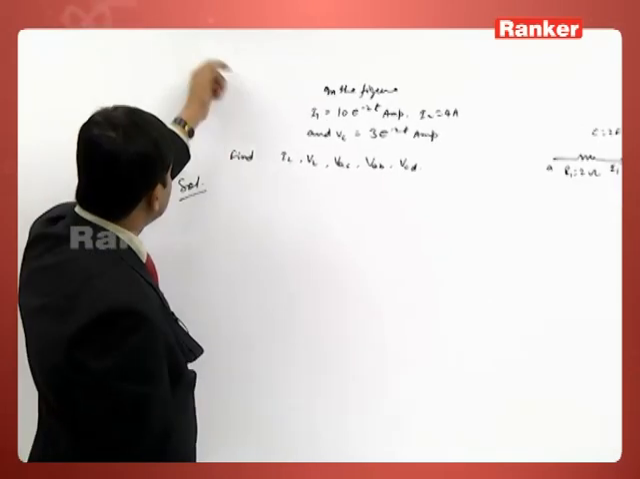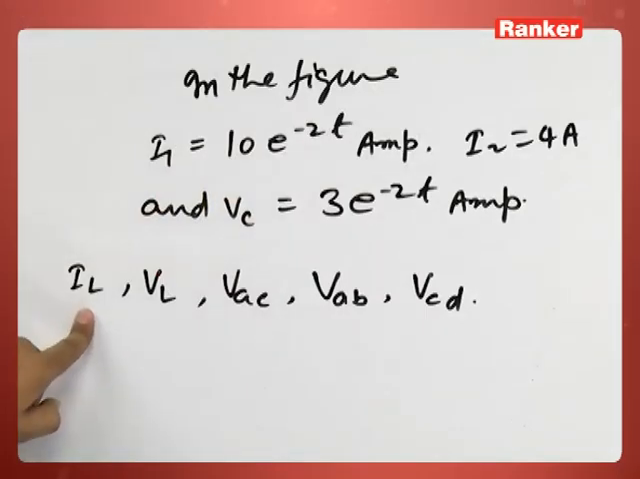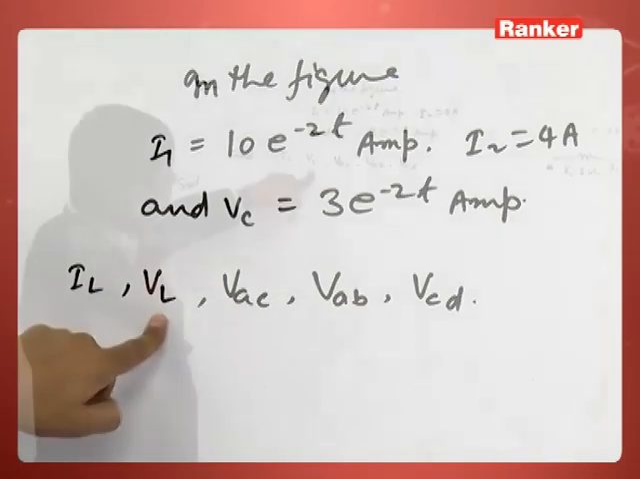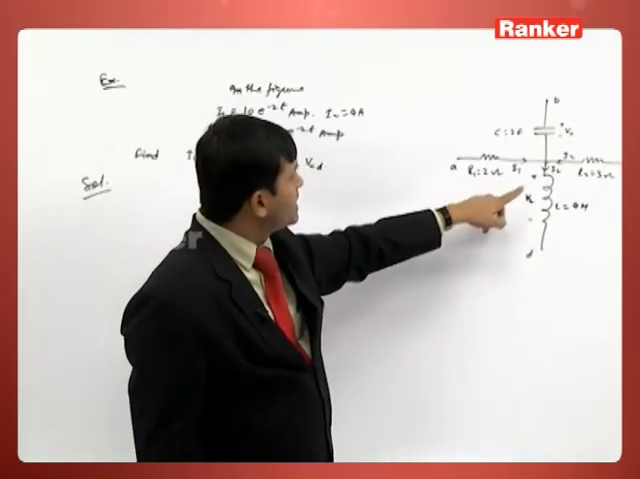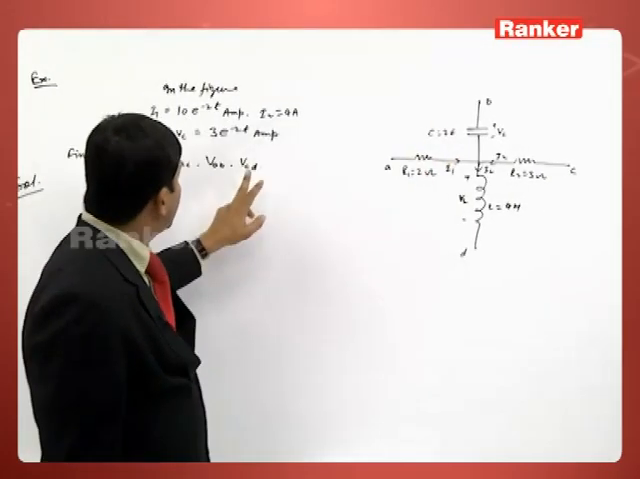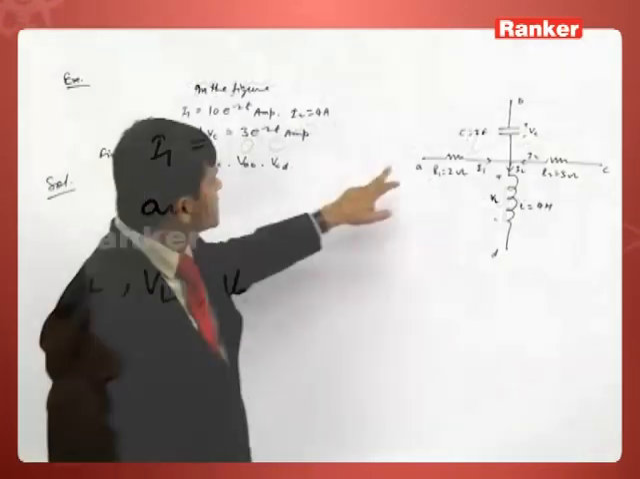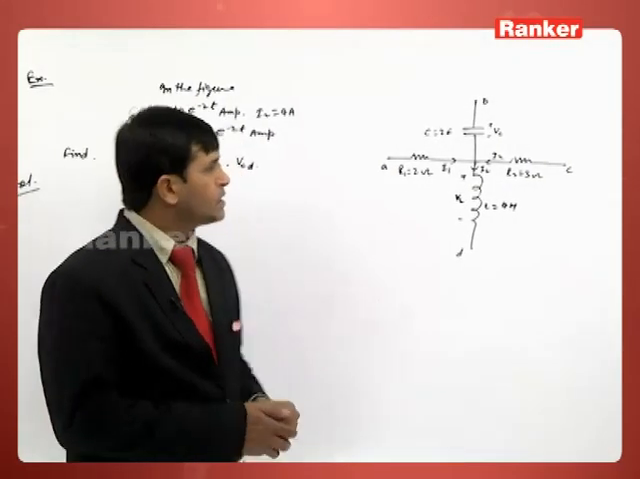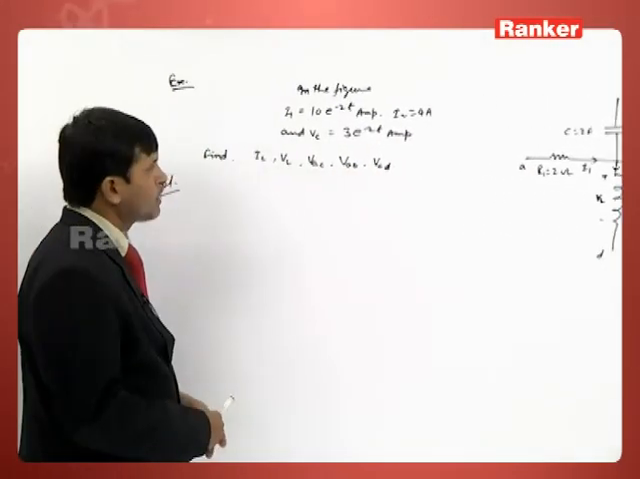Now we have to calculate the value of IL, the current across the inductor, the potential across the inductor, the potential difference between A and C, between A and B, as well as between C and D. So first of all, how do we calculate all these values?